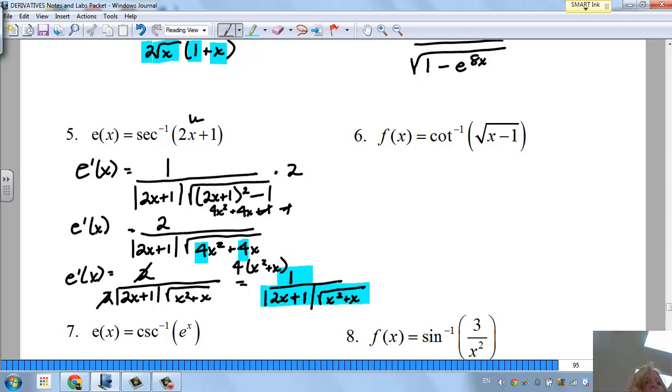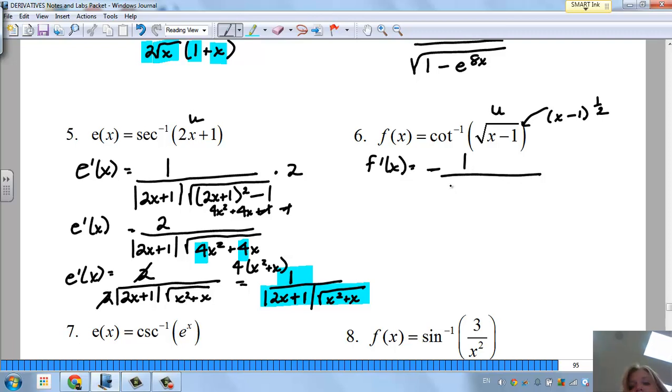Okay. Inverse cotan. This is our u, and I'm going to write this because I know I'm going to need this later as x minus 1 raised to the half. So f prime of x is going to be, and just plug it in the formula, negative 1 over 1 plus u squared, which is going to be radical x minus 1 squared, times the derivative of the inside, which is going to be the power rule, 1/2 x minus 1 to the negative 1/2. And then I look inside, and the derivative of x is 1, so we're done with the derivative.